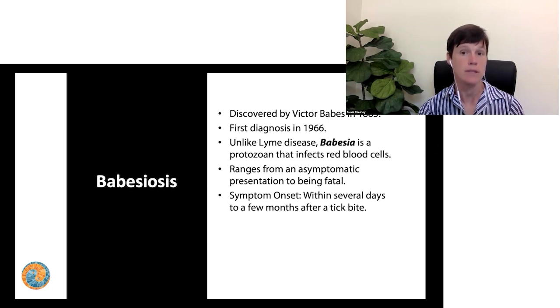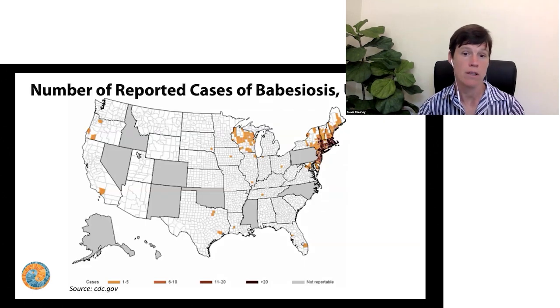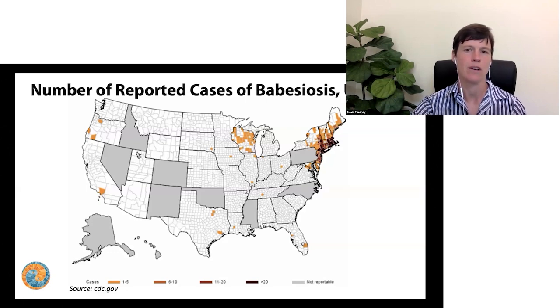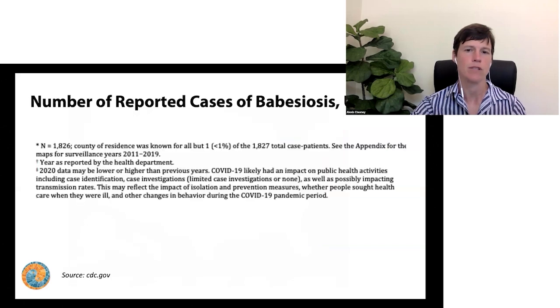It infects the red blood cells, and it's very important to note if you have Babesia, because you need to get the right treatment. Some people are actually asymptomatic, and it will resolve on its own. But then it really runs this range of, some people it can be fatal. So the symptom onset can be several days to a few months after a tick bite. And here's our map. The more orange, going into purple, brown, the higher number of cases of babesiosis. So again, mostly Northeast, but also around the country.